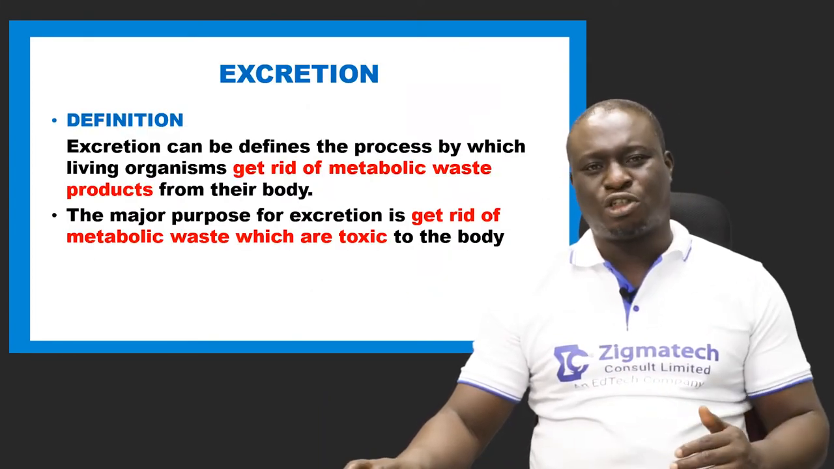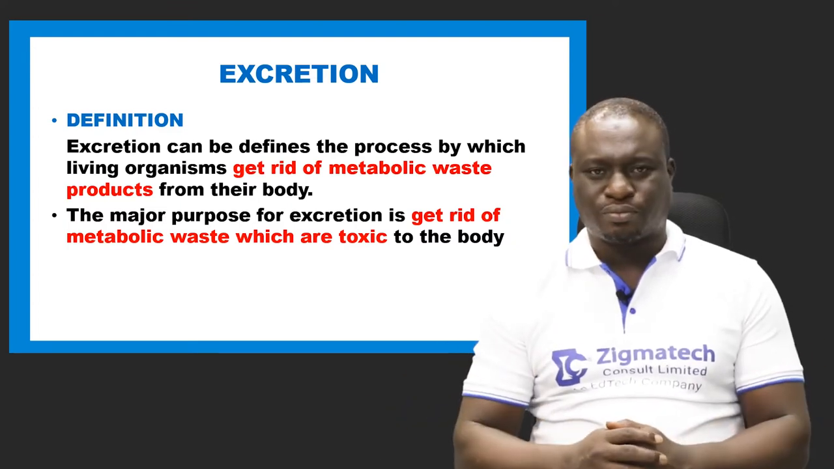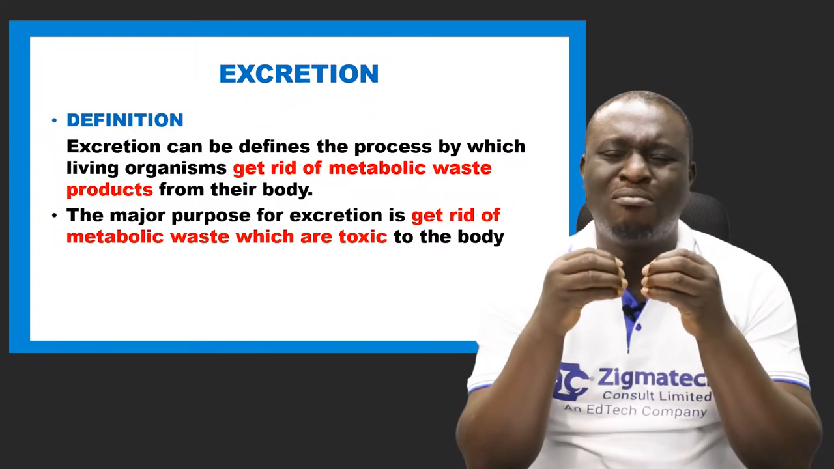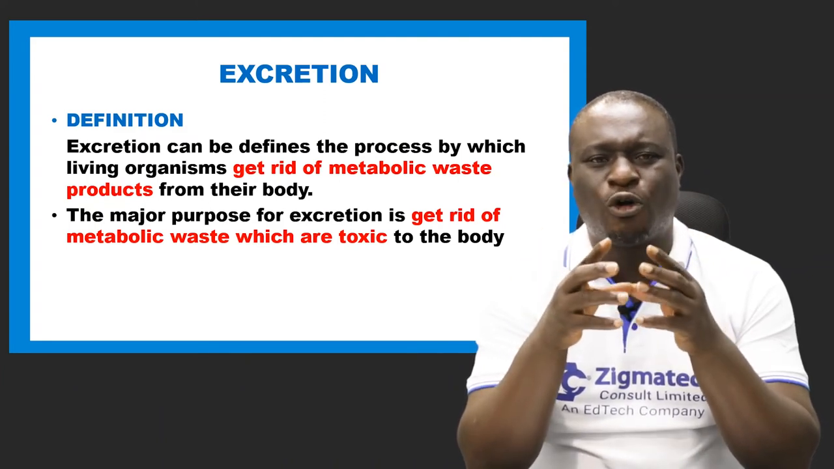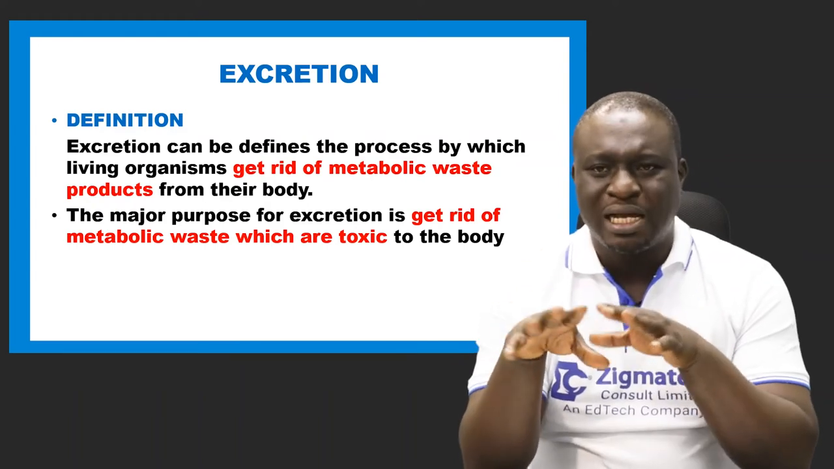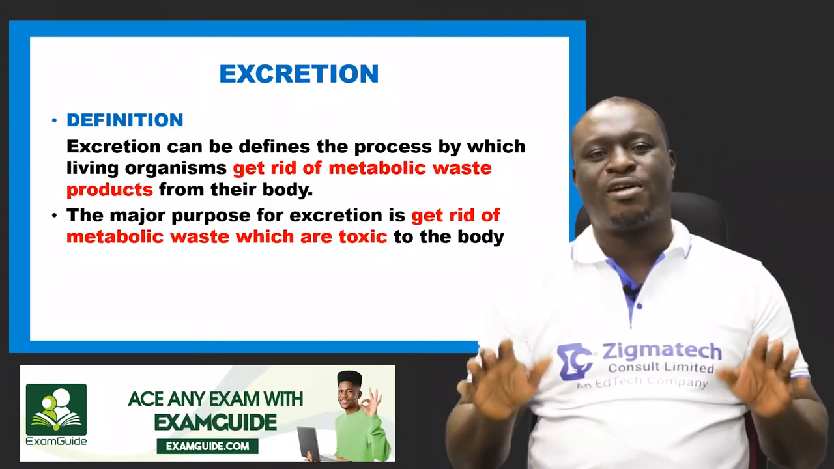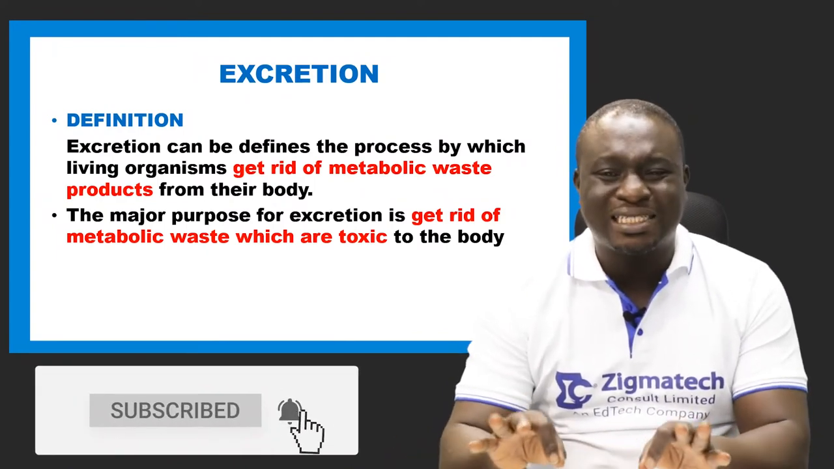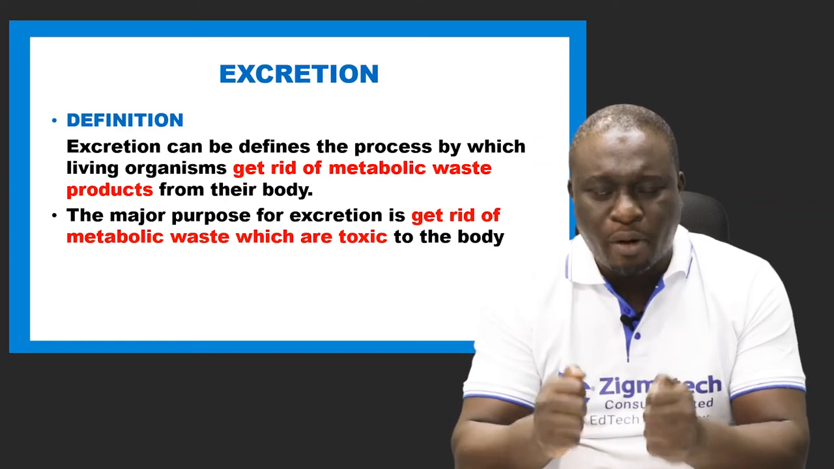Okay, now moving to excretion, cellular excretion. What is excretion? Excretion can simply be defined as the process by which living organisms get rid of metabolic waste products. Remember, we talked about metabolism, and we said it is the sum total of all the activities. Every time these activities occur in the cells, there are byproducts, there are waste products. The process by which these waste products are removed from the body is what we refer to as excretion. The major purpose for removing these waste products is that they are toxic, poisonous to the body.